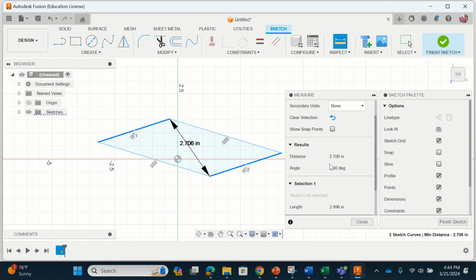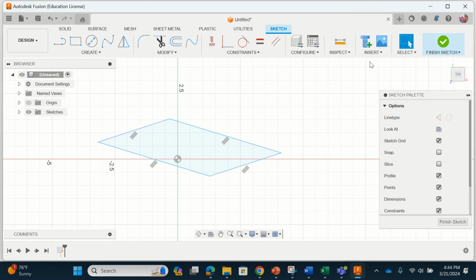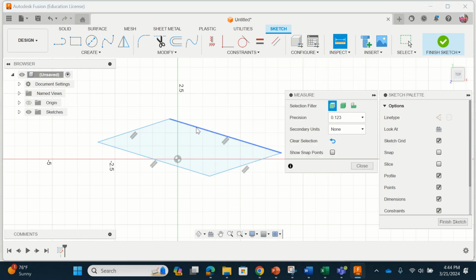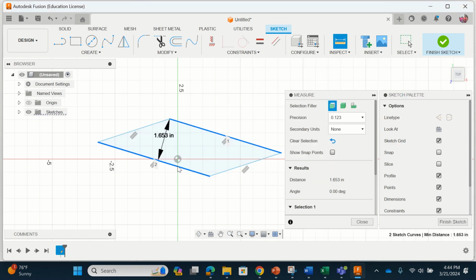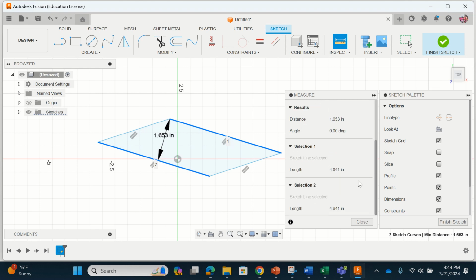Now, Fusion does not know what I am trying to do, so Fusion also gave me the measure of the diagonal across the parallelogram. But look at the 2 side lengths. We have a side length of 2.996 inches, and the side length of selection 2 is 2.996 inches. If I wanted to, I could do the same thing with the other pair of parallel sides and confirm that they too have the same length. In this case, it's 4.641 inches. So we know when we made opposite sides parallel that we also made opposite sides congruent.